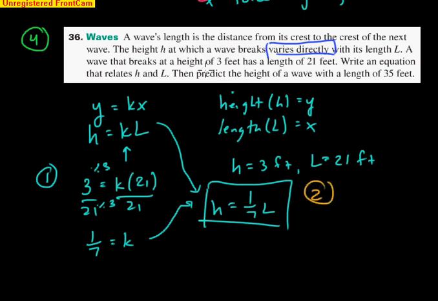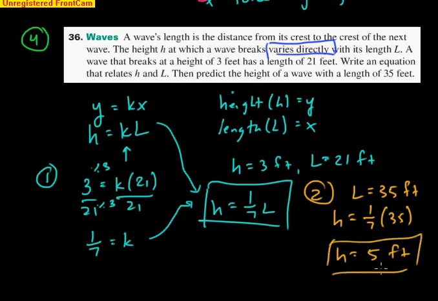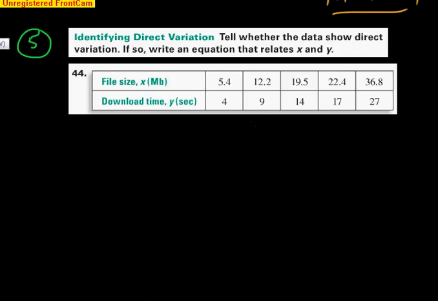Part 2, now it says predict the height of a wave if the length is 35 feet. So now it's giving me another L value. L is 35. Well, I have this equation right here that has an h and an L. I can replace L with that number 35, and I should be able to find h. And here I go. 1/7 times 35 is 5, and that's 5 feet. The height of this wave is 5 feet. Good.